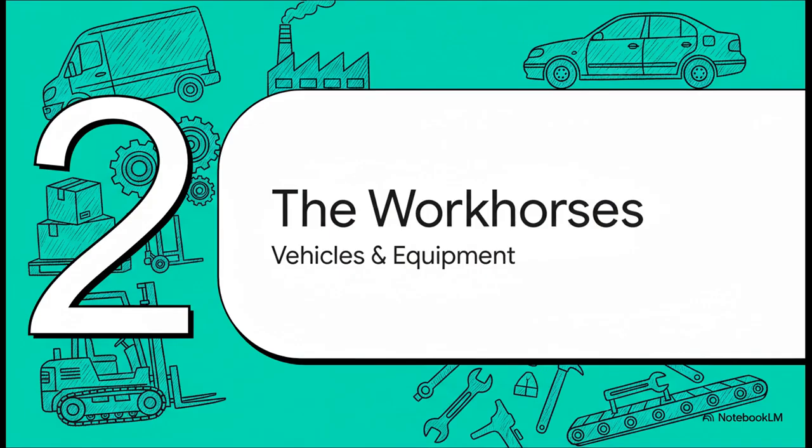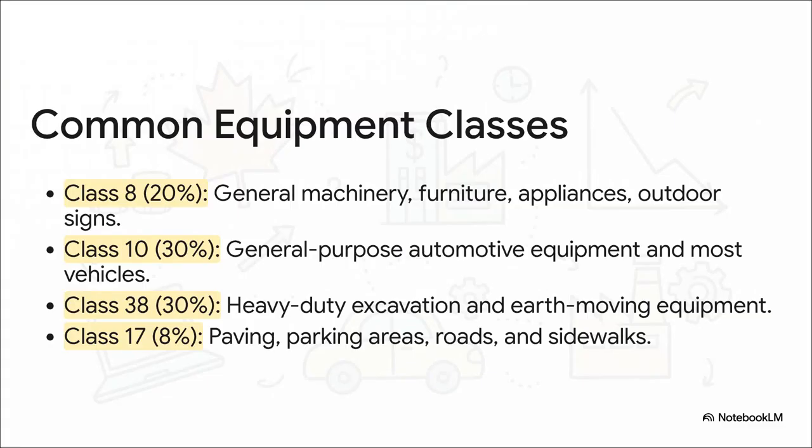Next up, let's talk about the assets that keep a business running day to day, what I like to call the workhorses. This is a huge category that covers everything from the company car all the way to heavy machinery on a factory floor. And this gives you a sense of just how diverse these classes can be.